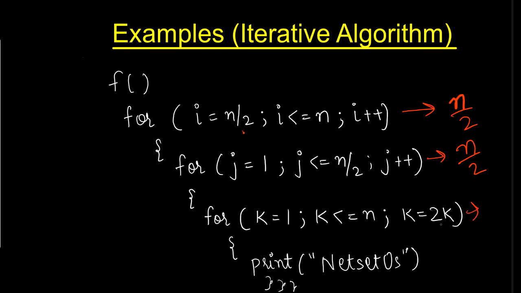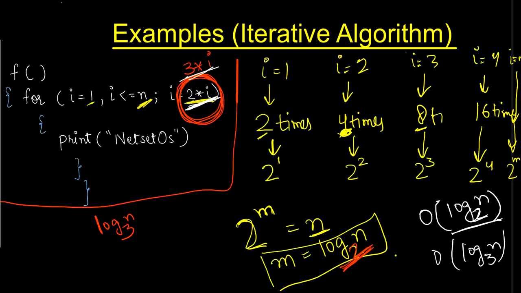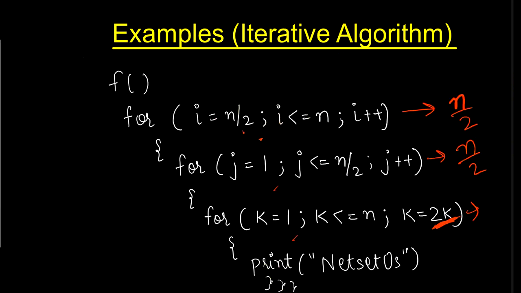And k is running for twice the time, as all 3 loops are independent. They are not depending on the other loop. So here we can directly calculate, as we have seen with twice the power k in the last example. Whenever we have twice, we can directly write log n to the base 2.